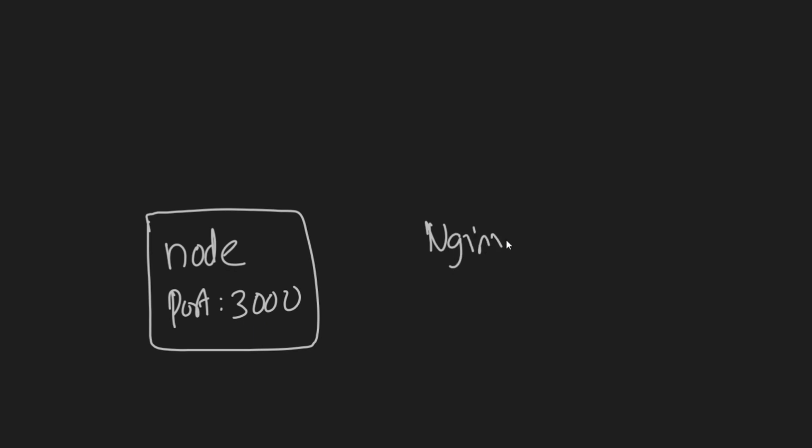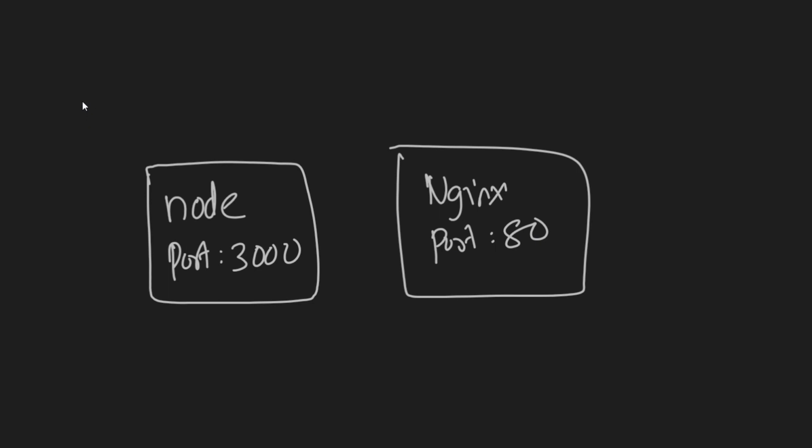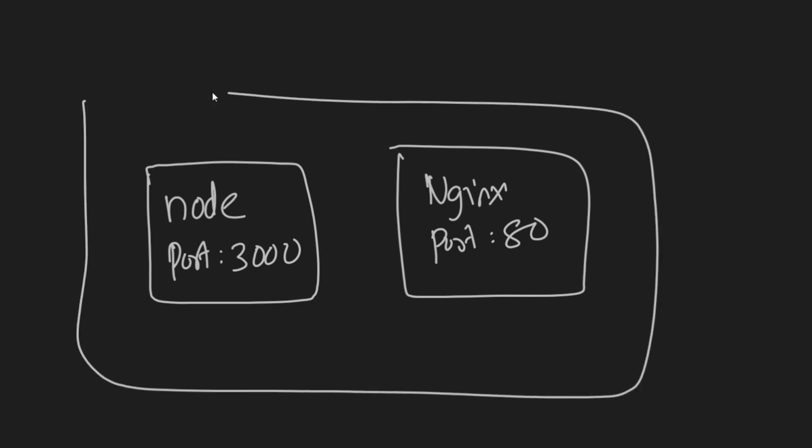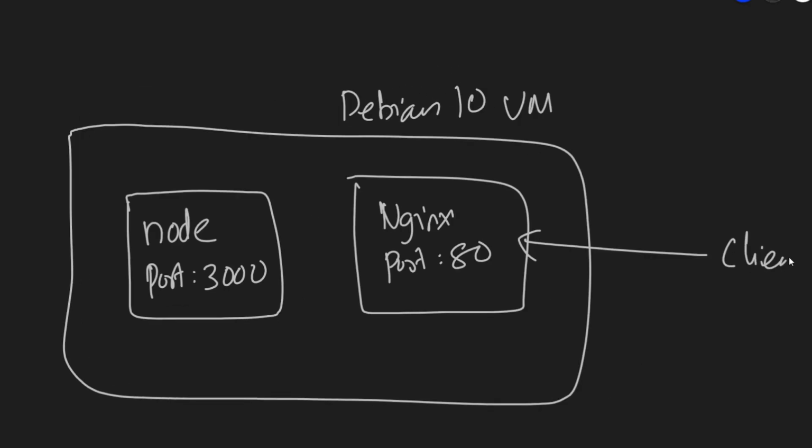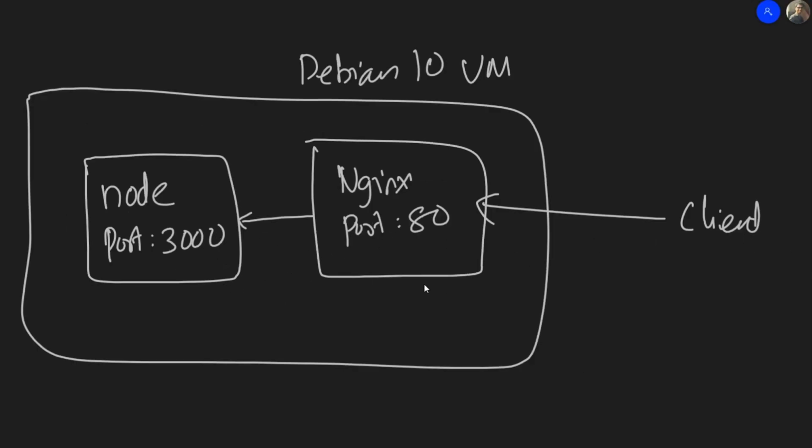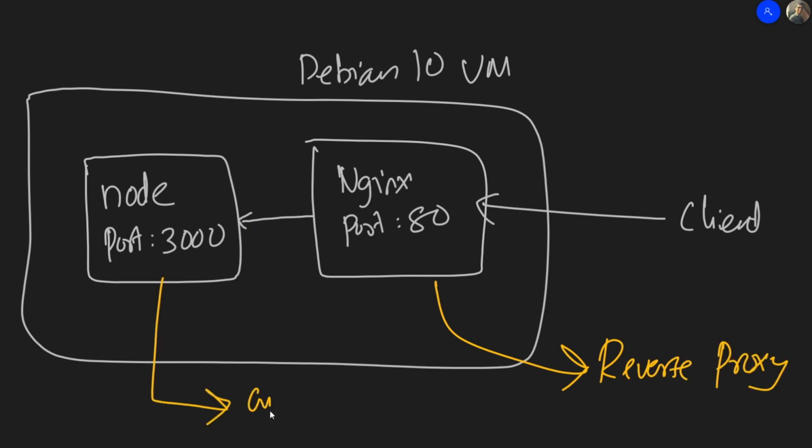And then we will have Nginx running on port number 80. Remember, both of these are running in the same virtual machine that we created in the previous videos, the Debian 10 VM. So what happens is, if you make a request, you're making the request to port number 80, which is Nginx, which will proxy the request back to the node application running on port number 3000. So in this case, this is our reverse proxy, and this is our application server.